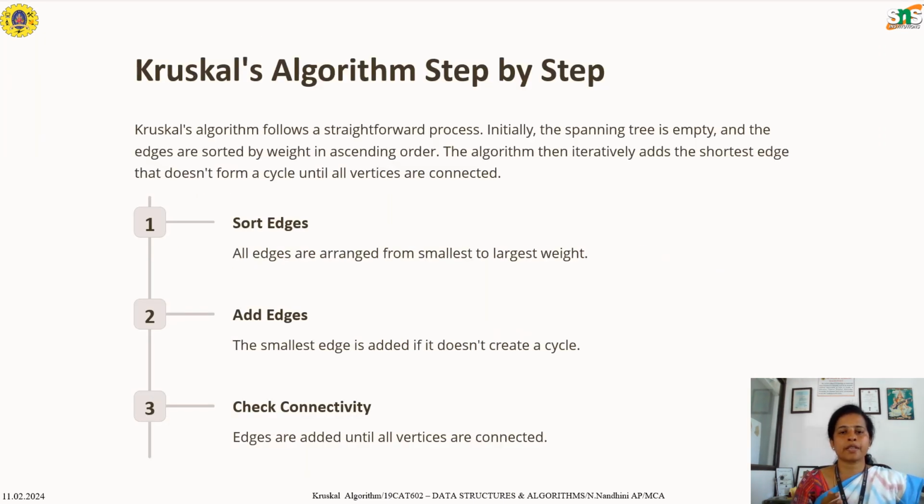At the time of constructing the spanning tree, first keep the set empty, then arrange all the edges in ascending order depending on the weight, from smallest to largest. Then add the edge into the empty set. At the time of adding, check whether it creates any cycle or not. If it touches an already visited vertex, neglect that and continue with the next smallest value. Checking the connectivity means you must check that all the vertices are visited.